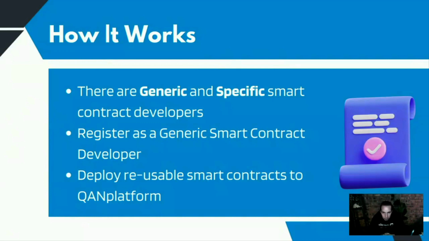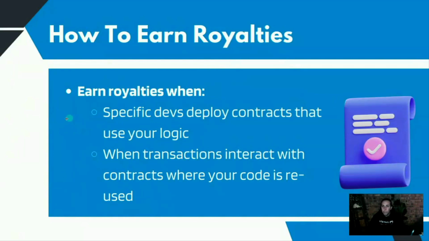Okay. If you can register as a generic smart contract developer and deploy reusable smart contracts to the Quan platform, this is where royalties come in, because these specific developers that require certain contracts will use your logic instead of developing their own logic. And why will they do that? Because it will be cheaper for them to reuse existing services on the Quan platform than to go and create their own version of those services and then deploy that.